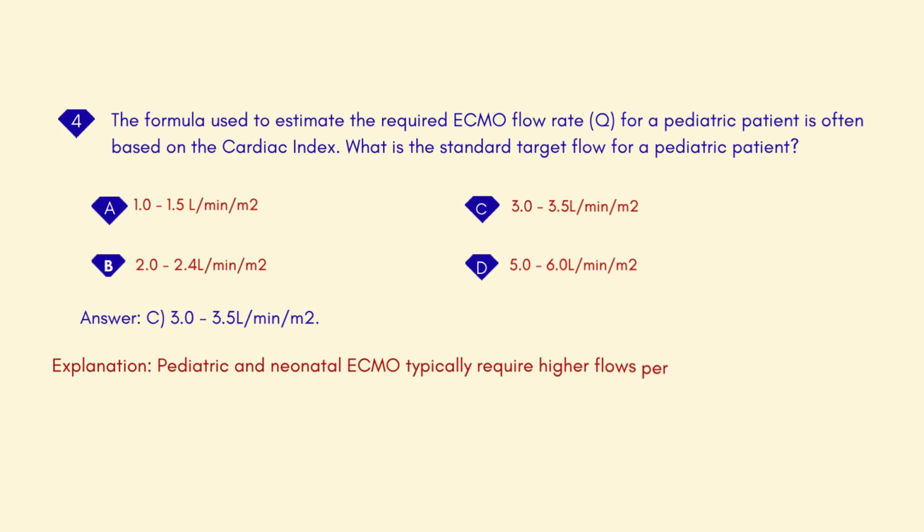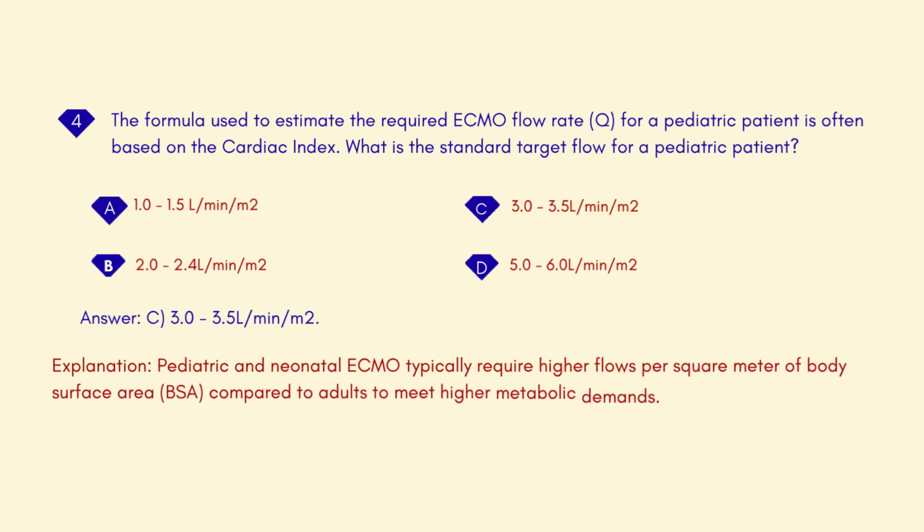Explanation: Pediatric and neonatal ECMO typically require higher flows per square meter of body surface area, BSA, compared to adults to meet higher metabolic demands.